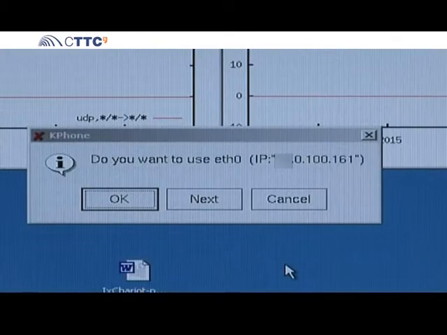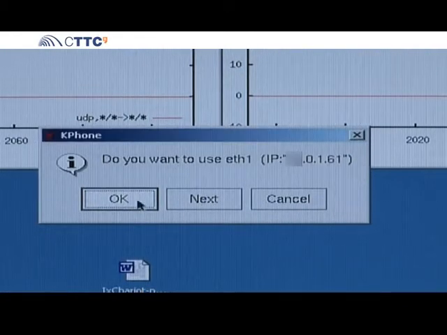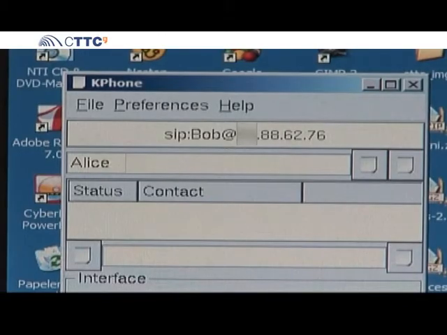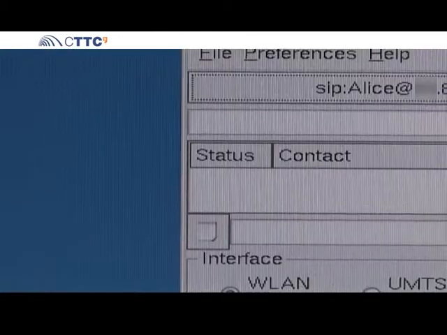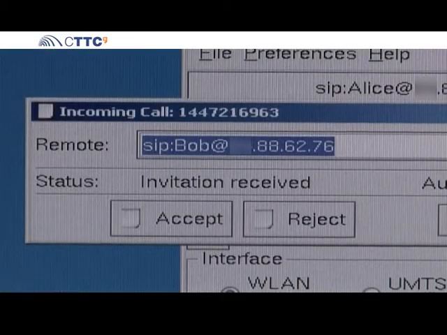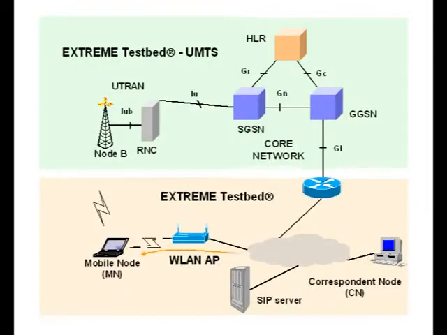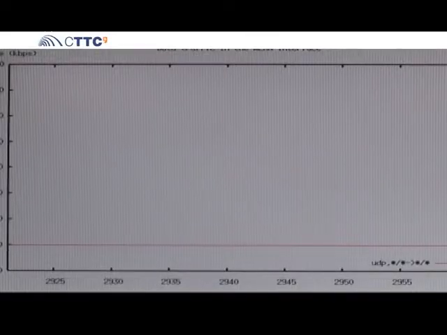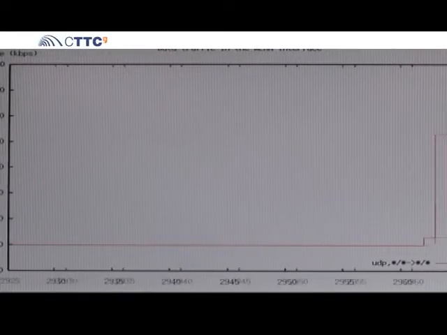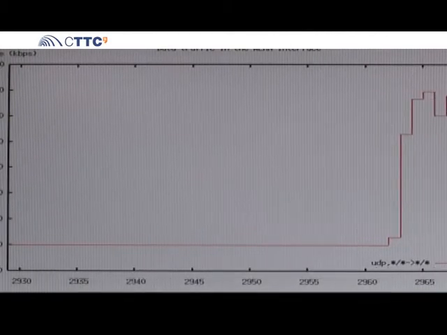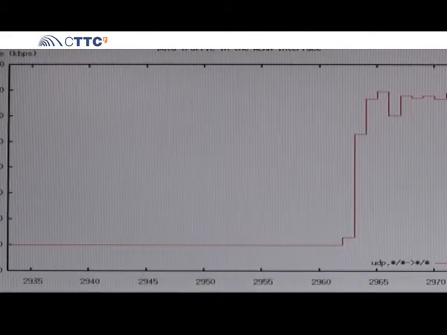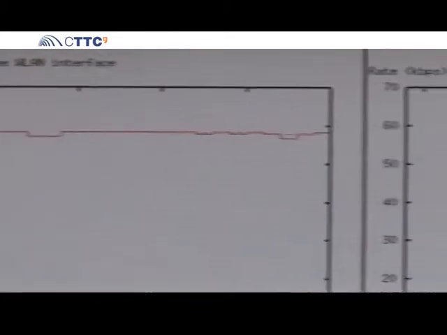And the same happens in the correspondent node. Now, the correspondent node is calling the mobile node. And the mobile node answers the call. As we can see, the voice flow starts flowing through the wireless LAN interface of the mobile node. This throughput is that of a GSM codec plus the corresponding overhead. And the throughput through the UMTS network is still 0.